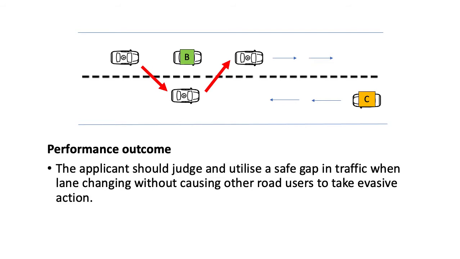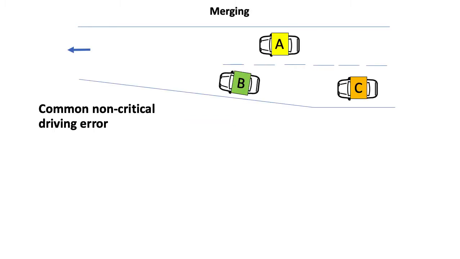Okay, let's take a look at our performance outcome for judgment. The applicant should judge and utilize a safe gap in the traffic when lane changing without causing other road users to take evasive action. So in this diagram, we can see that vehicle A has overtaken vehicle B. But oncoming was vehicle C. So the driver of vehicle A has to make sure that there's sufficient space to get around vehicle B without causing any evasive action requirement from vehicle C.